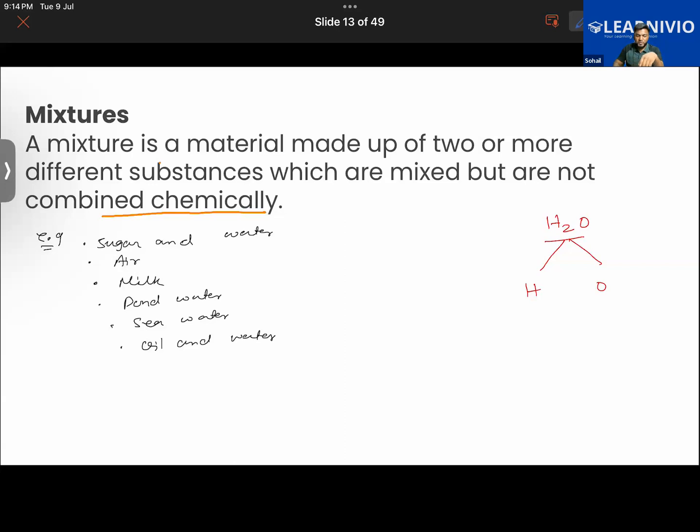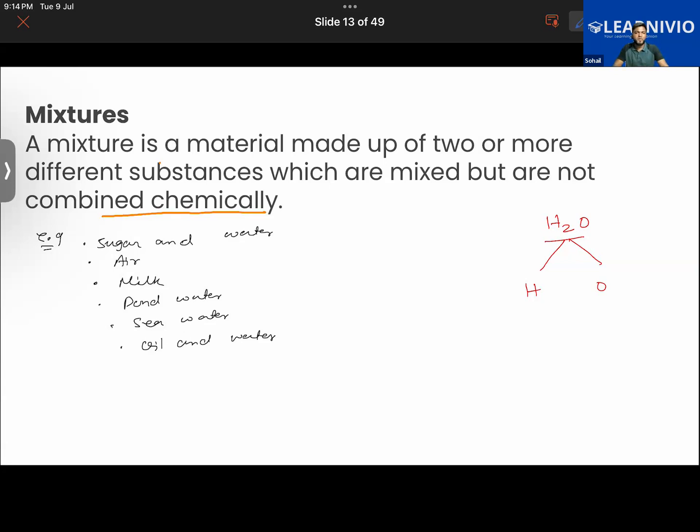Just know that using electricity we can separate hydrogen and oxygen from the water. Electricity will be passed into the water, and bubbles will start to come from the water. Bubbles of hydrogen and oxygen will start to come from the water, and we can separate the bubbles of hydrogen and oxygen in that manner.